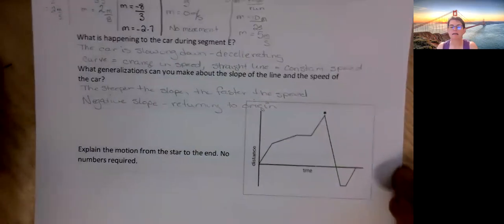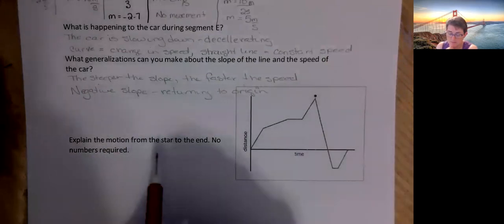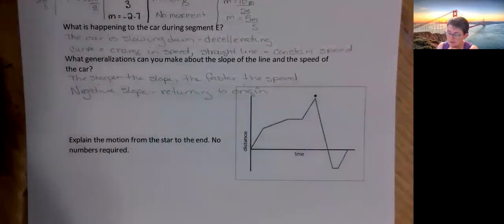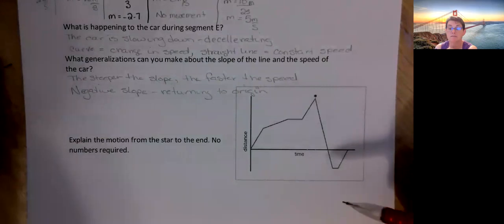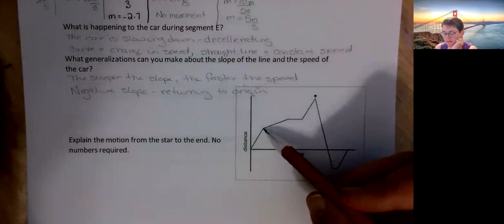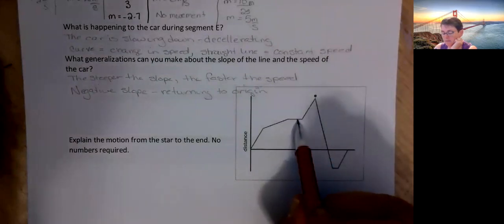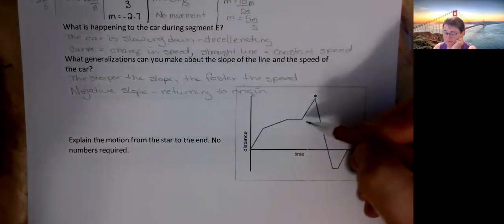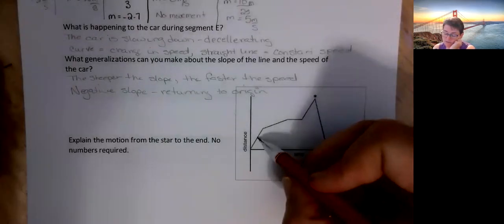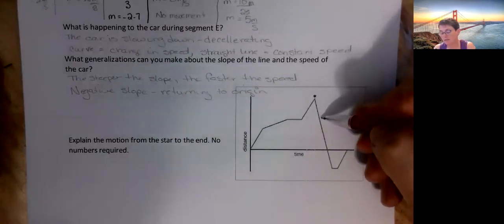All right, let's look at this last one. It took me a while to find a graph like this. Explain the motion from the start to the end. No number is required. Okay, so let's just go through it orally. So we're going at a pretty fast speed here. Slow down here. That one looks flat to me. So that means they stopped and then they went pretty fast. I don't know if it's as fast as that one, pretty fast. And then, what's this one?